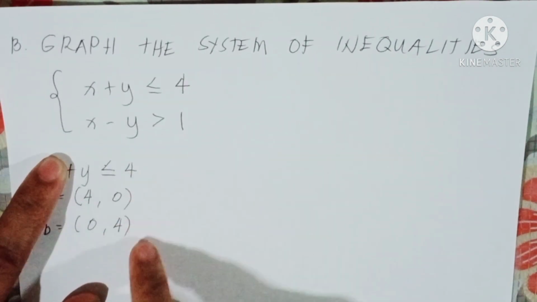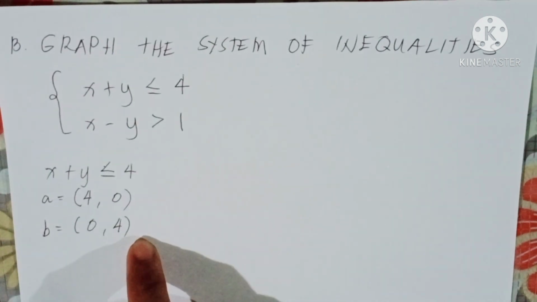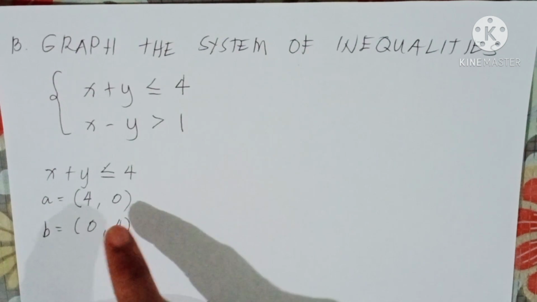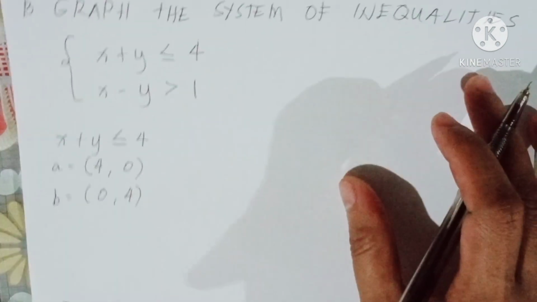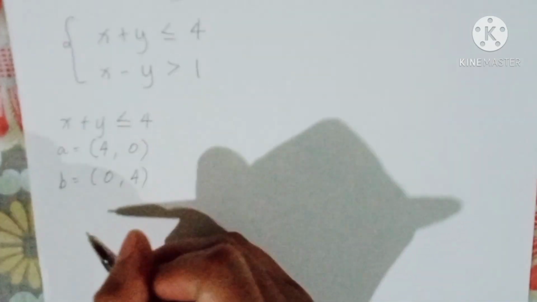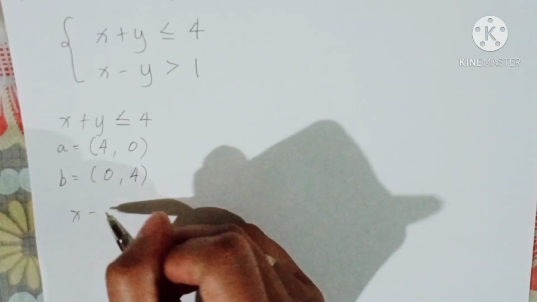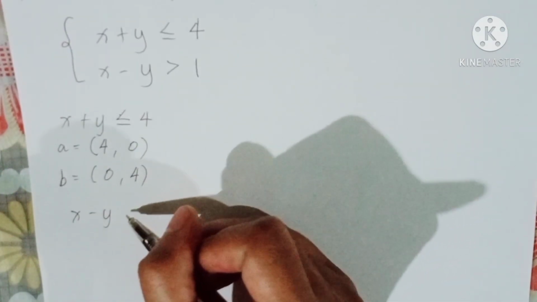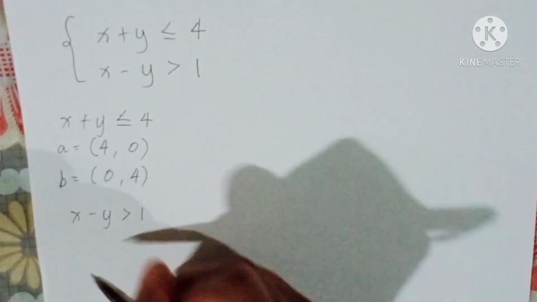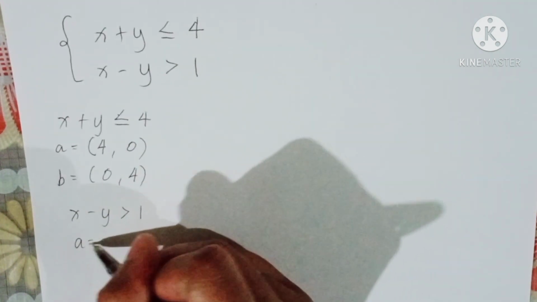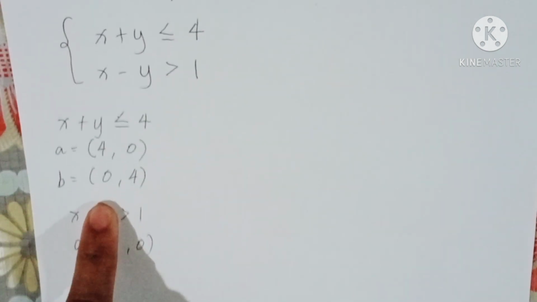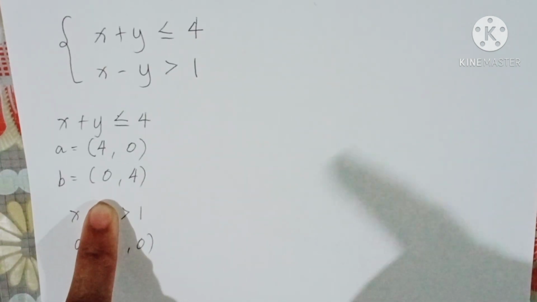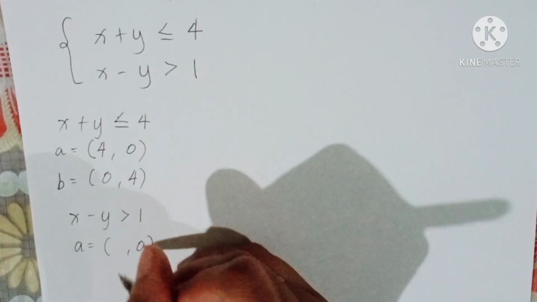So this is already the ordered pair of x plus y less than or equal to 4. So let's have x minus y greater than 1. So our A will become, that will be covered, and that will be 0. So x is equal to 1.